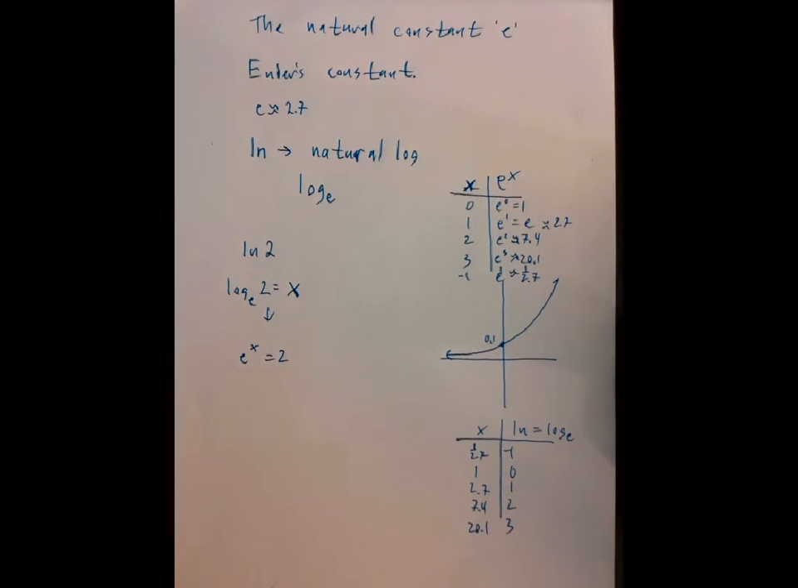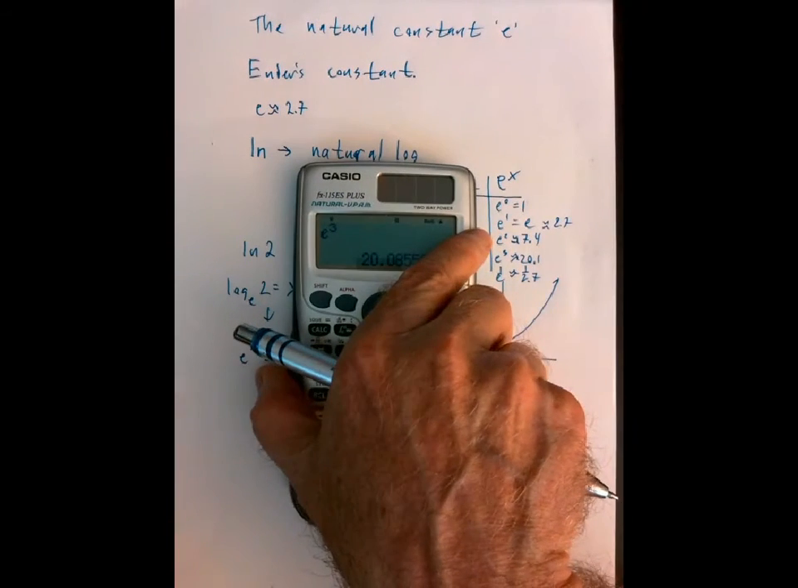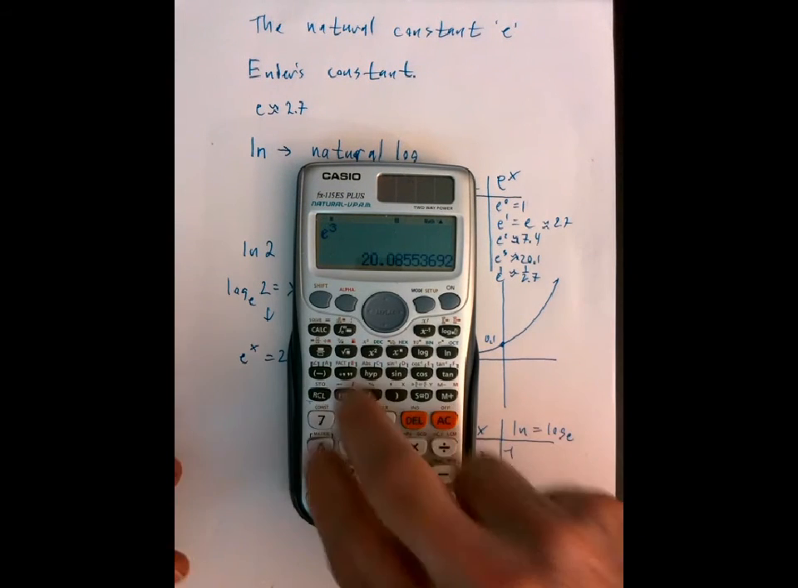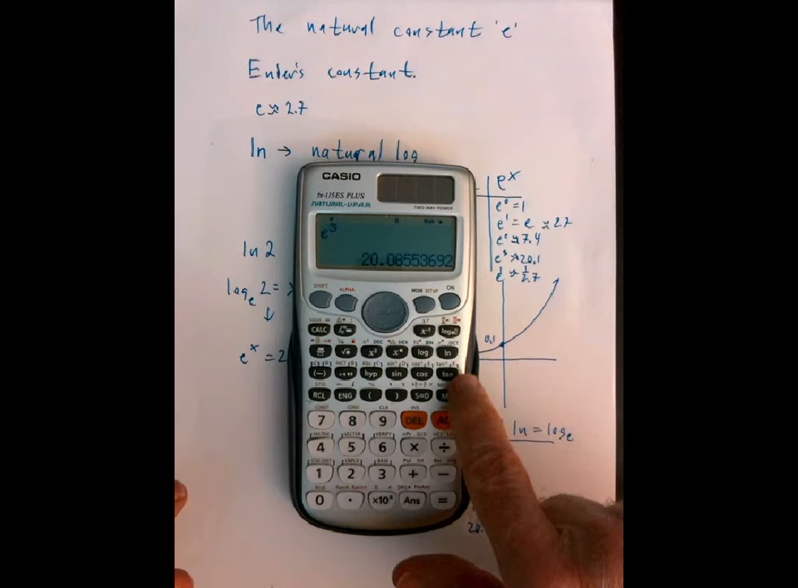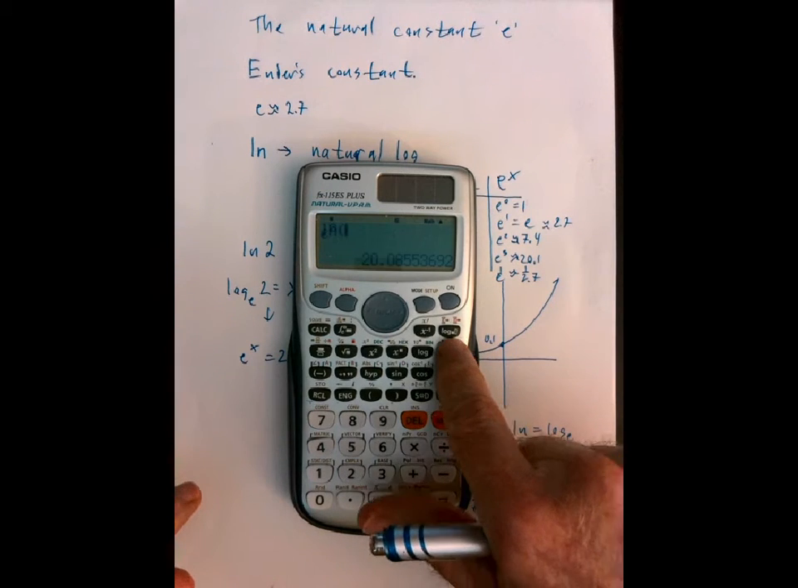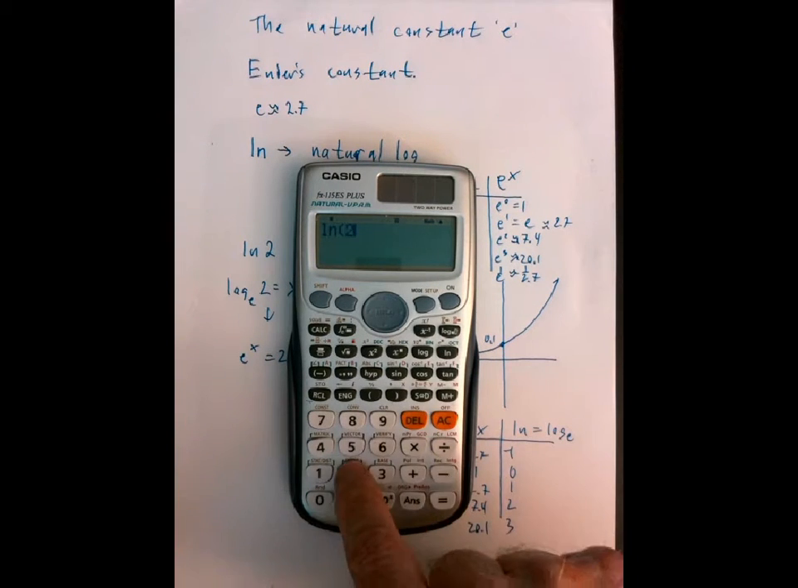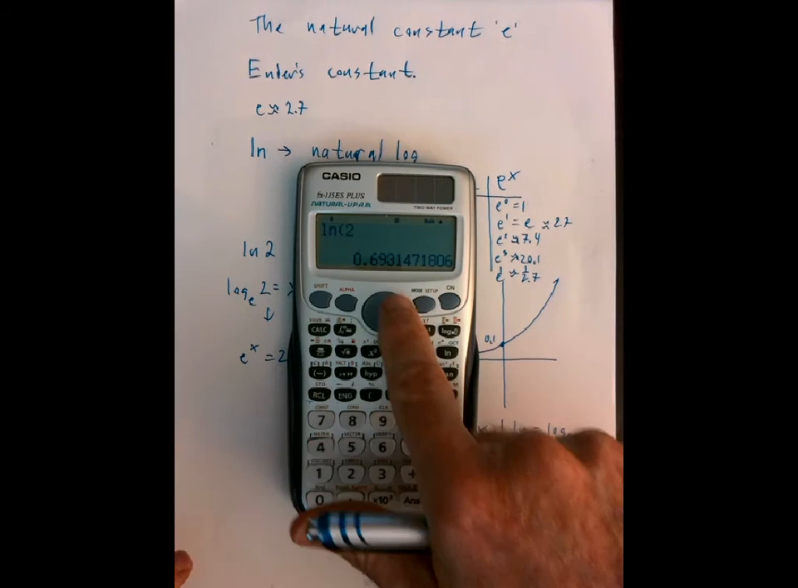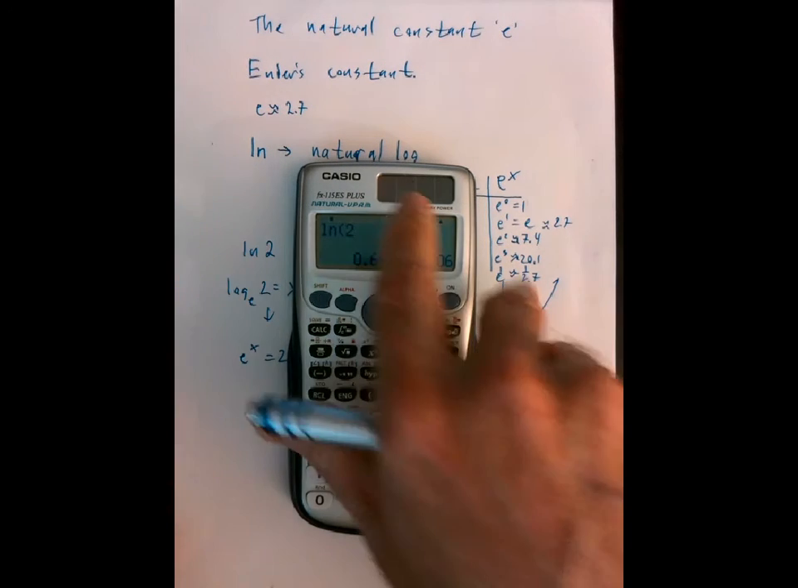Our first quick video here is going to be just you using your calculator to evaluate ln values. So I'm going to go onto my calculator here, and I want to know what ln 2 is. I find the ln, I push 2, and it's about 0.69.